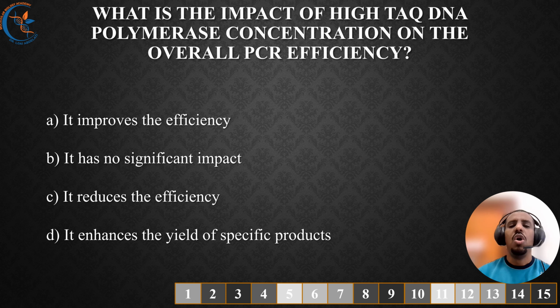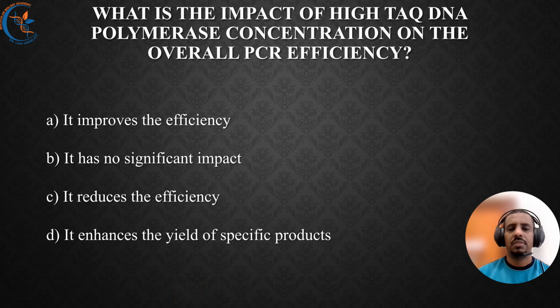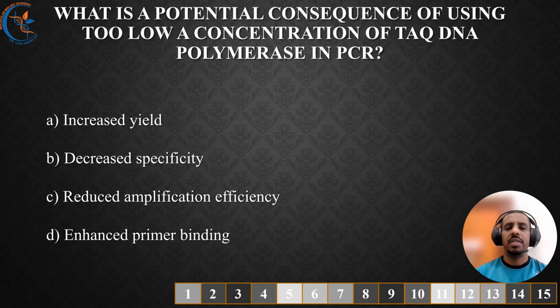Okay, the next question here. What is the impact of high Taq DNA polymerase concentration on the overall PCR efficiency? The correct answer, it reduces the efficiency. All right. As I said, excessive Taq DNA polymerase can reduce the overall efficiency of PCR by promoting non-specific amplification and primer dimer formation. All right. Next question here.